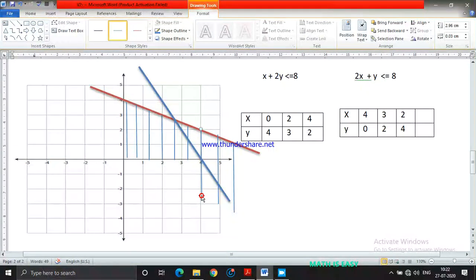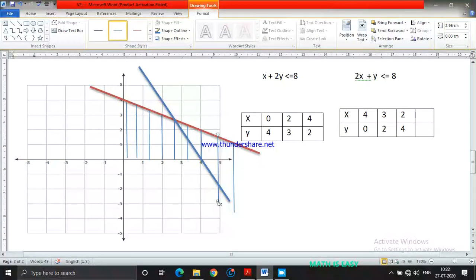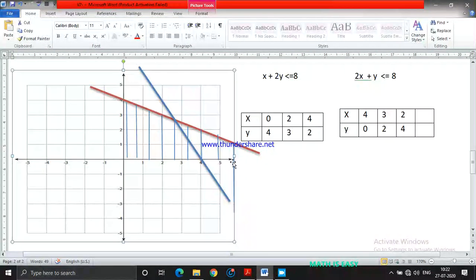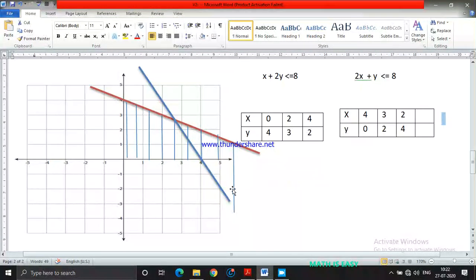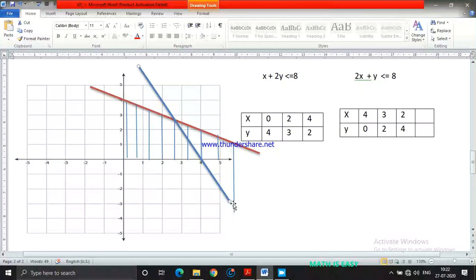I'm not drawing it, because it will take so much time to draw the graph, but you should understand. Okay, that one is not working out.